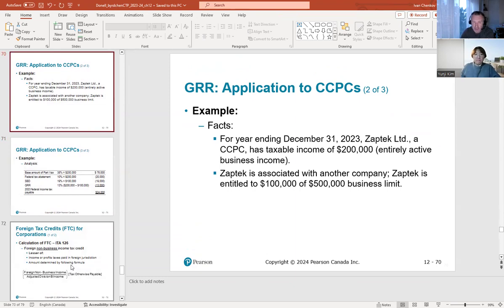This company is a Canadian Controlled Private Corporation, which has a taxable income of $200,000, but they're associated with another company, and the other company earned $100,000 of the 500. So since both companies together do not exceed $500,000, both companies can enjoy the small business deduction. Make sense?